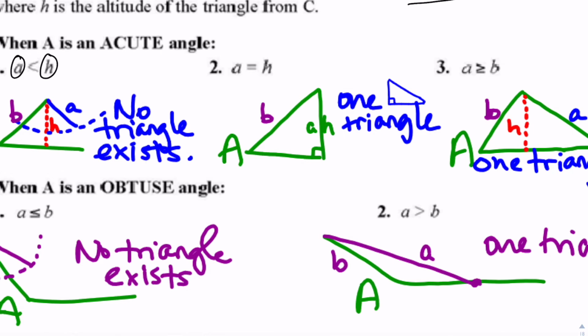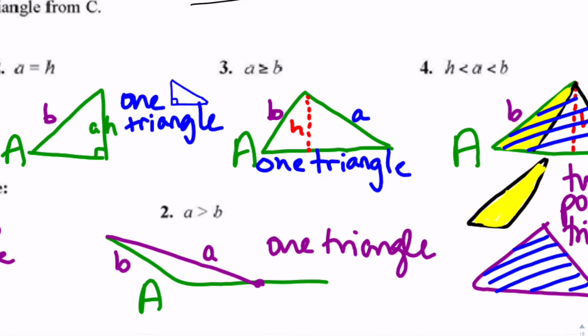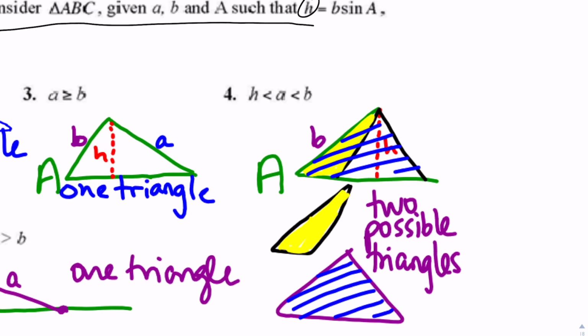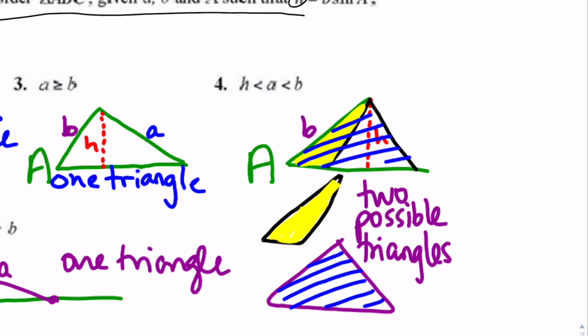So if the side length A is the same as the height, then you have a right triangle. If A is bigger than B, which means this length is longer than this length, then you have exactly one triangle to work with. Now, and this was a little bit confusing, if H is smaller than A is smaller than B, then you have two possible triangles, as you can see here.